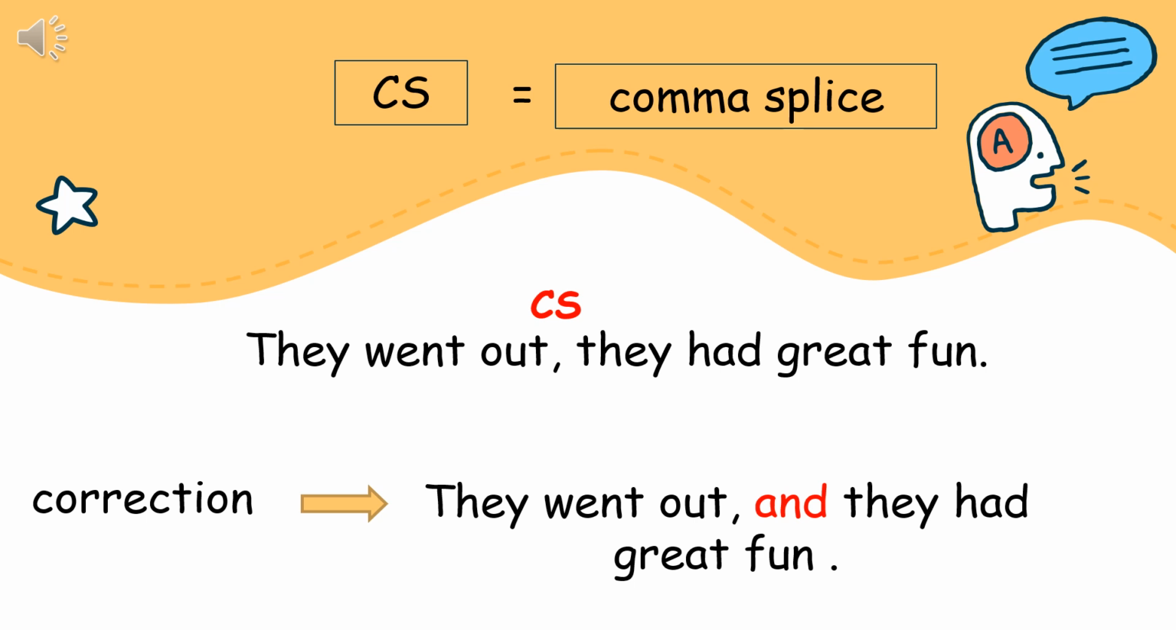The next proofreading symbol is CS, which means comma splice. That is, you have to add a conjunction after the comma. For example, in the following sentence, there is a comma without a conjunction between the two sentences. That's why there is the CS proofreading symbol above it. Therefore, it should be written correctly by adding a conjunction, one of the fanboys, after the comma.